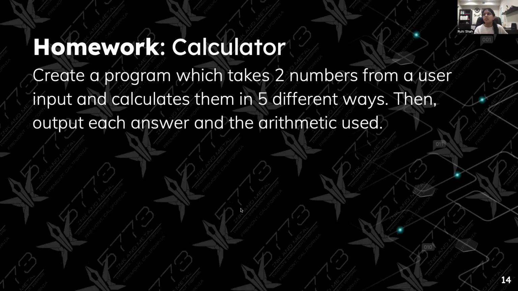All right, last problem. Try to create a program which takes two numbers from a user input and calculates them in 5 different ways using the arithmetic operators that we just learned. And then output each answer and the arithmetic used. You guys can pause the video and try this out.